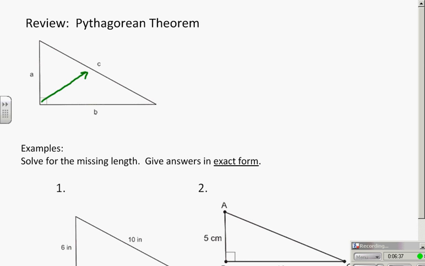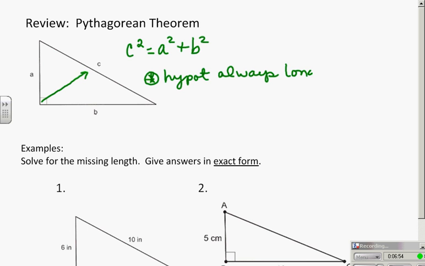Now, the Pythagorean Theorem is also an old review skill. I always draw a line from the right angle to the hypotenuse to help myself be sure to get everything in its right place. A couple of notes here. The hypotenuse is always the longest side. That helps you do a quick check if your answer is appropriate or not.